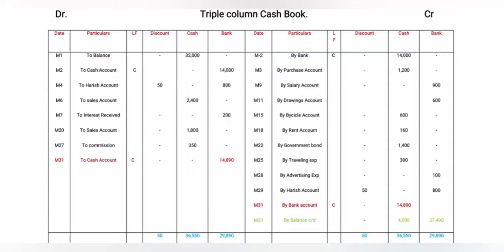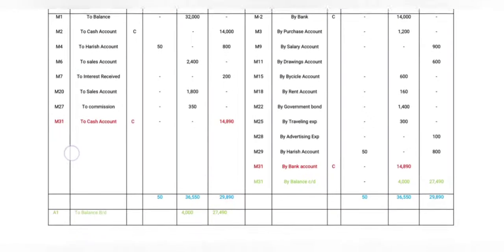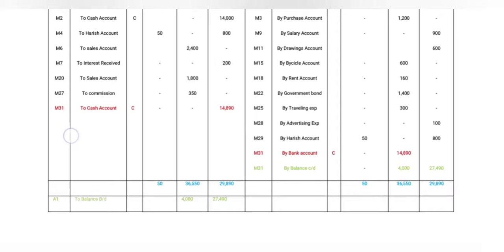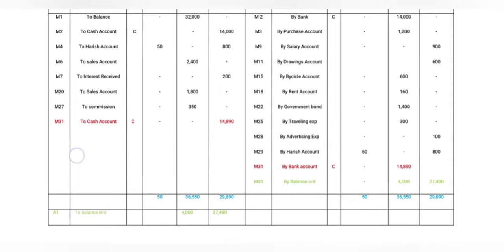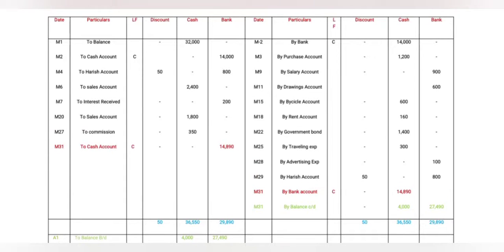Now going to the credit side of the cash book bank column, it is deducted from the total amount. It is 900 plus 600 plus 100 plus 800. It is equal to 2,400. The closing amount for this month, 27,490 rupees, we write as balance carried on. This amount is transferred to next month on the debit side, that is April 1st, to balance brought down. It is cash 4,000 rupees and bank balance 27,490. Then the problem is complete.